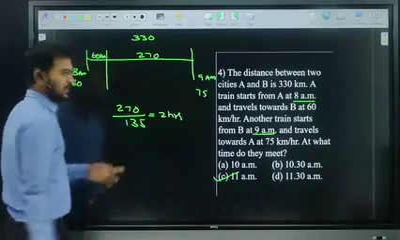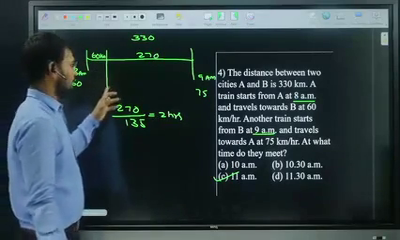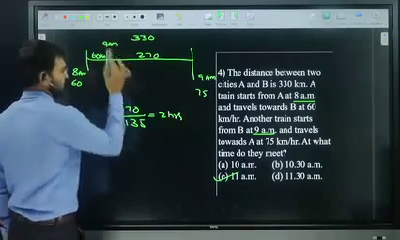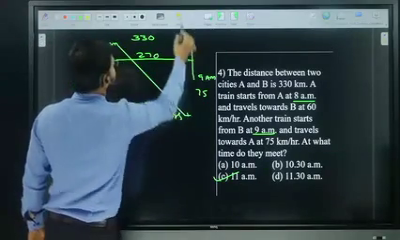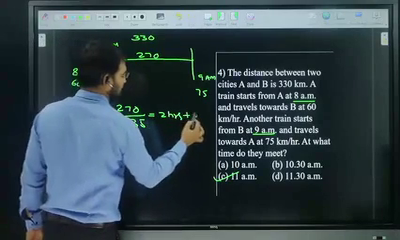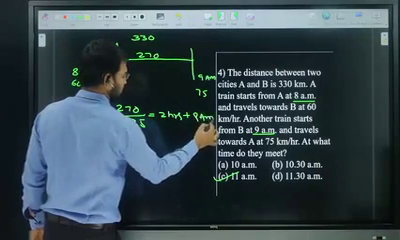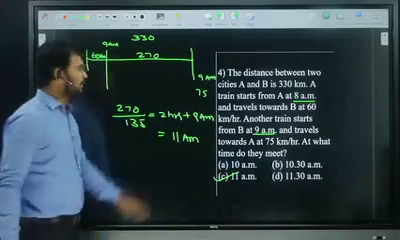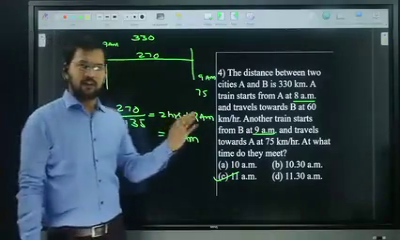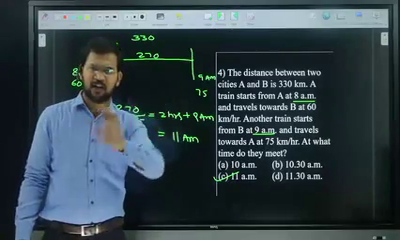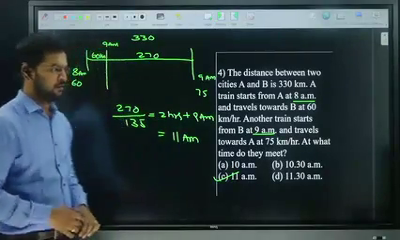This 2 hours is added to 9 o'clock because the relative speed concept starts at 9 o'clock. So 9 a.m. plus 2 hours is exactly 11 a.m. In the exam, no need to draw this diagram. For our understanding, I am just drawing. In the exam, no need to draw. All of you okay? Very good.